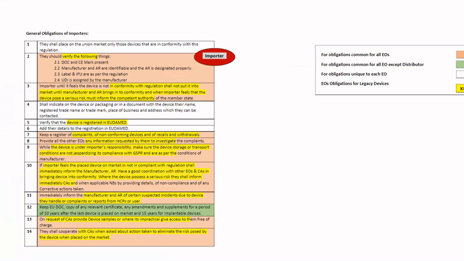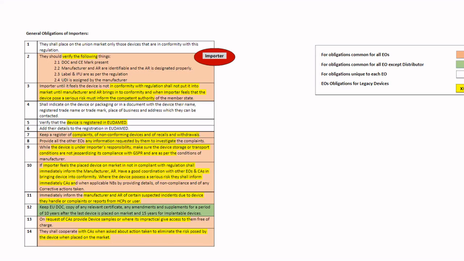If the importer feels the device is not in conformity with the regulation, it shall not be put on the market until the manufacturer and AR are in conformity with the import regulatory requirements. Until the importer feels they are, he can just stop it. He will not allow the device to be put into Europe. If any serious risk happens, they have to inform the competent authorities, and the manufacturer also.